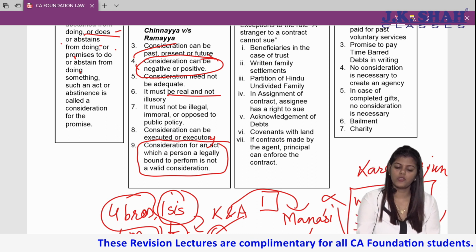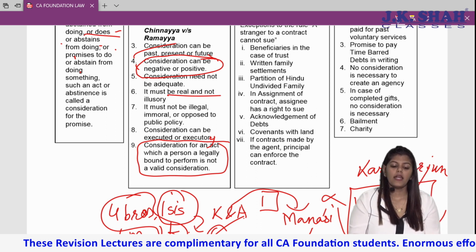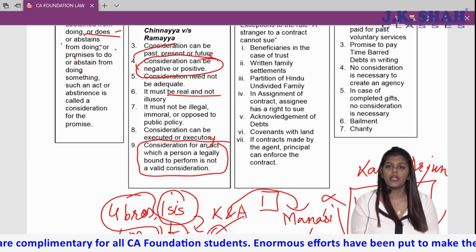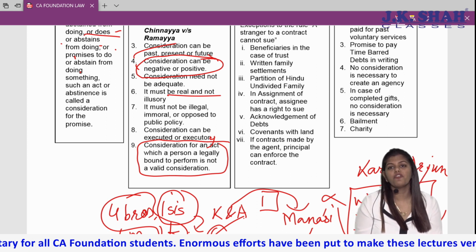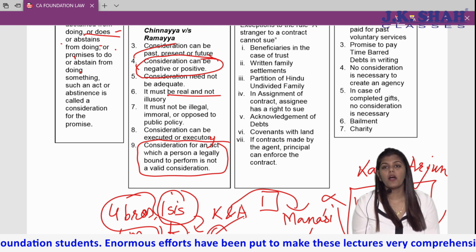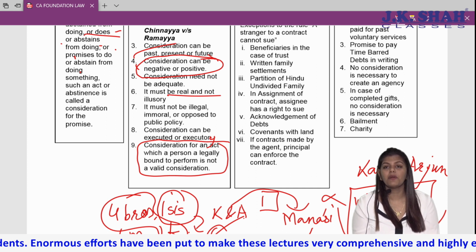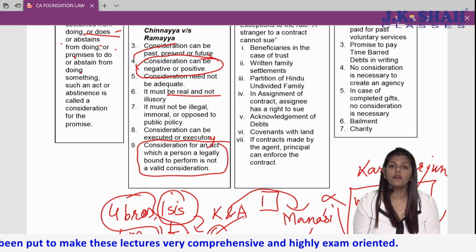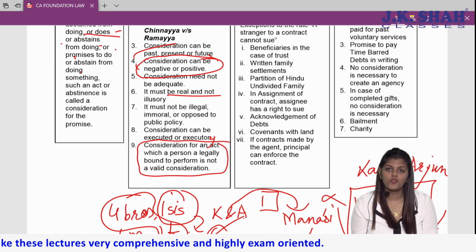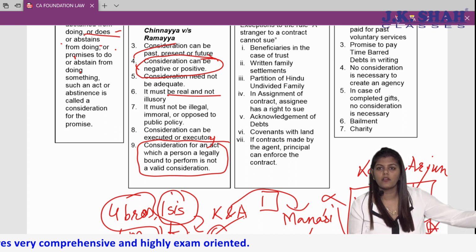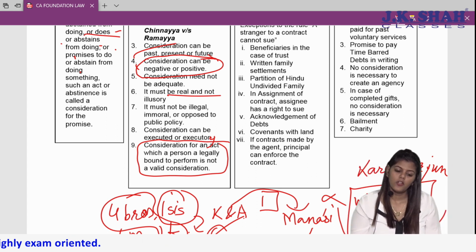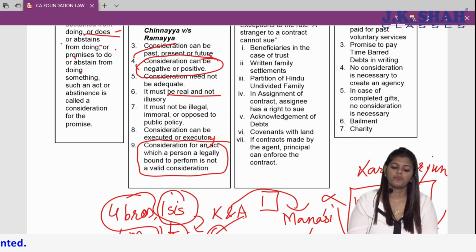So only marriage. Then in assignment, the assignee has a right to sue. Assignment means transfer of rights. Example, power of attorney. If I transfer my power of attorney to you, I am assigning my rights to you. So what I can do, you can also do. I am the assigner, you are the assignee. So if I can sue in a contract, you can also sue in a contract, even though you are not a party to the contract. So the assignee has a right to sue.